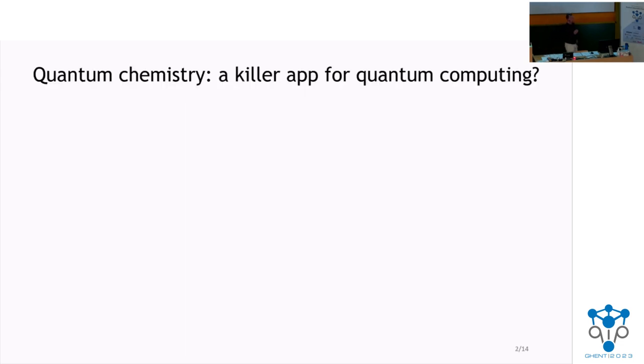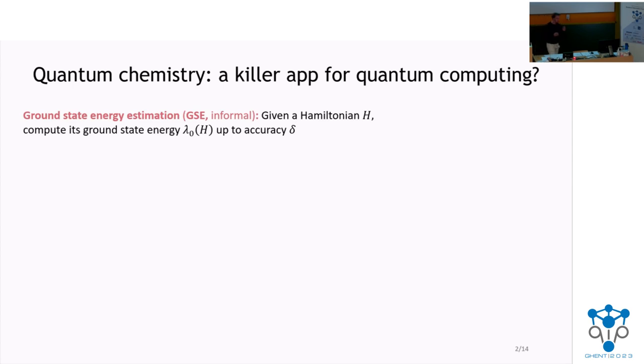So the main motivating theme for this work was to study the idea that quantum chemistry, or say quantum many-body physics, belong to the most promising applications for quantum computers. And perhaps the most central computational task in this field is ground-state energy estimation, which informally reads as follows. You're given the classical description of a local Hamiltonian H, and your task is to compute its ground-state energy up to inverse polynomial precision, or let's say accuracy delta, additive error.